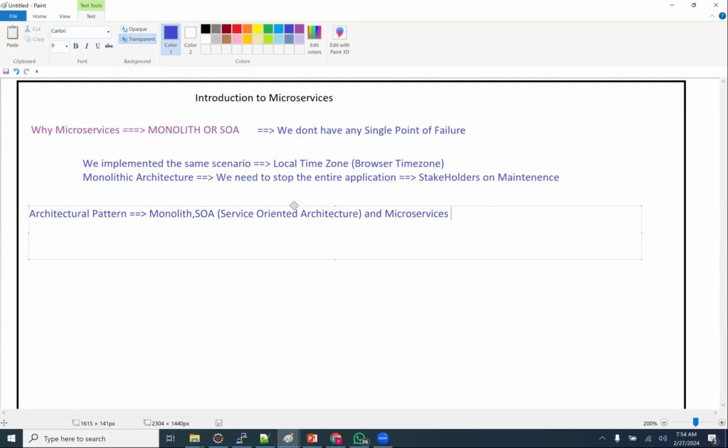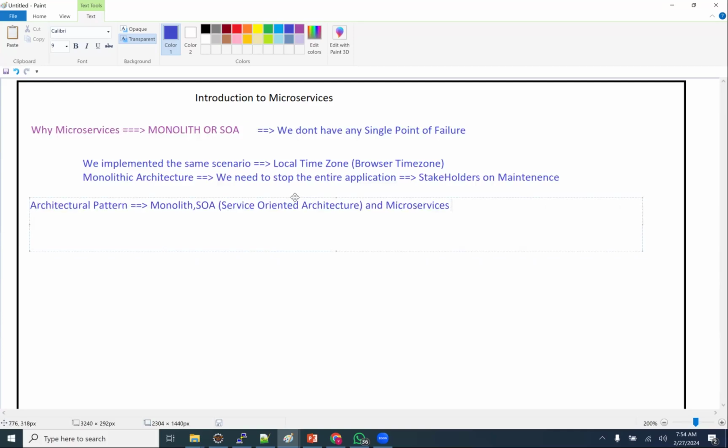First of all, what are these? Monolith, SOA, and microservices. They are the architectural patterns. What is the meaning of architectural pattern? Architectural pattern means design principles of a system. So we call frameworks also, right, sir? Yeah, anything, a framework or a technology, whatever. Design principles of a system with an architectural pattern.